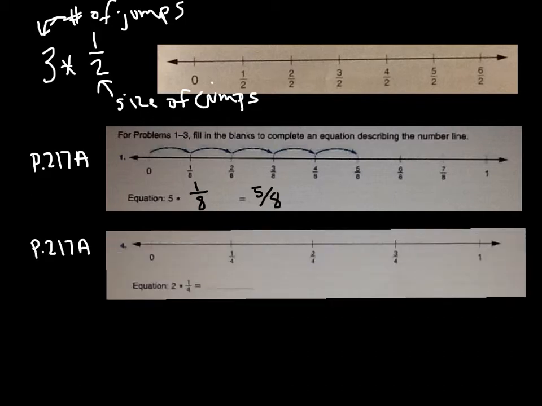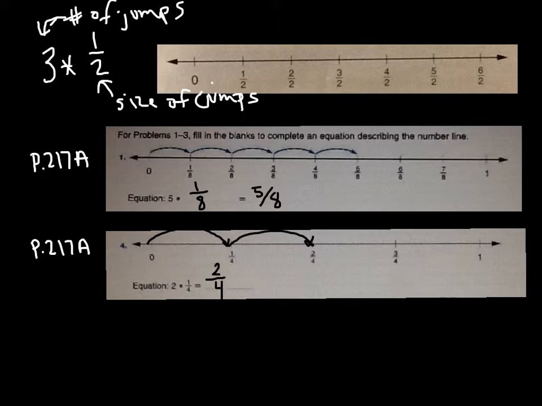Let's look at this next one. We're jumping down to number 4 on page 217A. This one's a little bit different. It gives us the first two numbers in the equation, 2 times 1/4. And we need to find the answer by using the number line. So we know that our 2 is our number of jumps, and our 1/4 is how long those jumps are going to be. So I need to do 2 jumps, 1, 2, that are each a fourth long. We can see here that I ended at 2/4, so 2 times 1/4 equals 2/4.